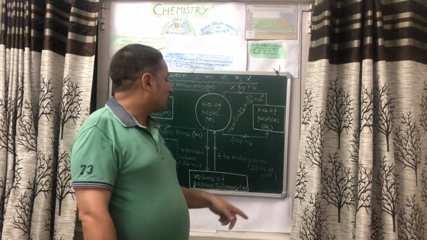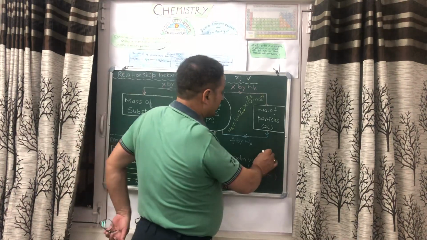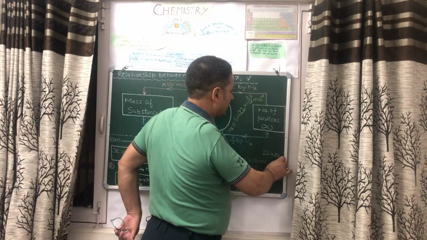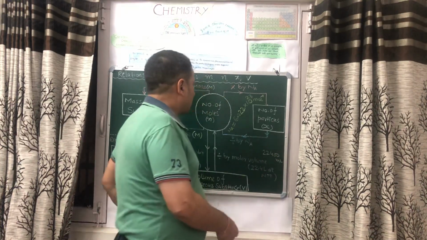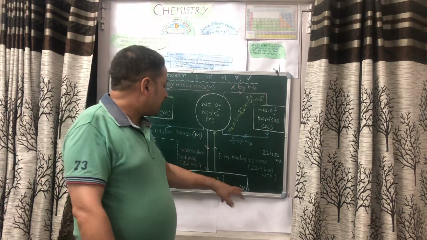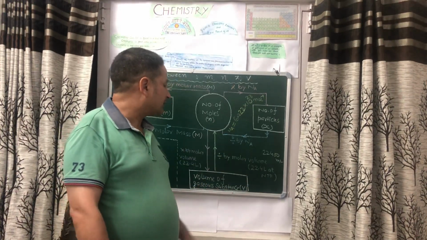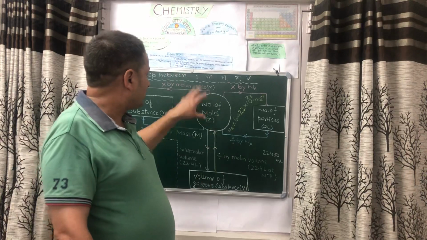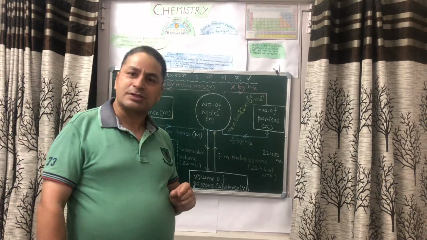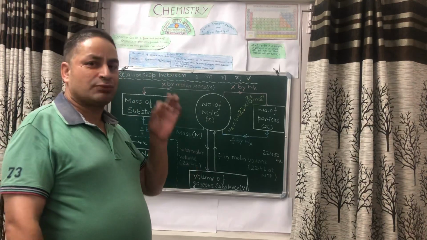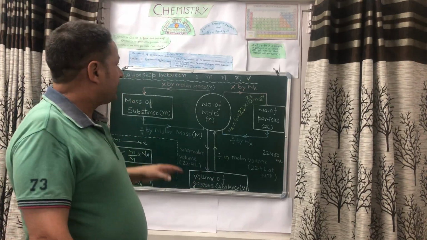So it comes to be 22400 ml or cubic centimeters. So accordingly you divide it. But if I am taking the volume in liters, then I am dividing by 22.4 liters to convert this volume into number of moles. Is that clear? Okay, so simple. This is the simplest form to convert one quantity into another.